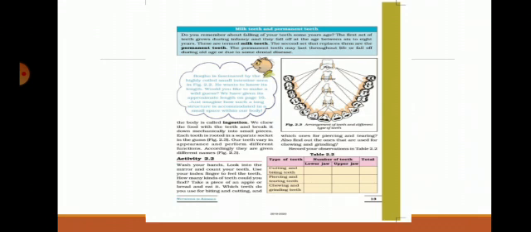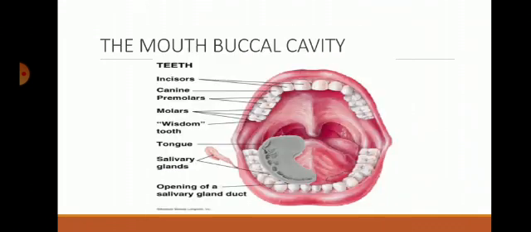First you study about the human digestive system. Another name for it is the alimentary canal or digestive tract. The first part is the mouth and the buccal cavity. The process of ingestion starts from the mouth or buccal cavity.